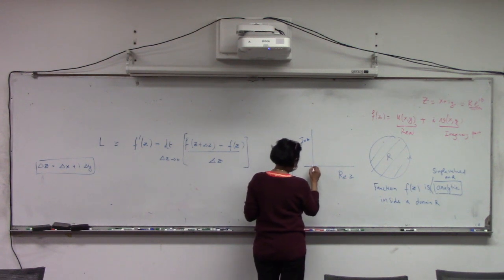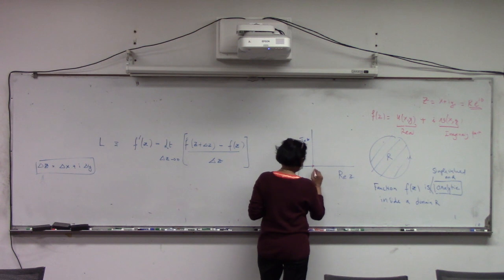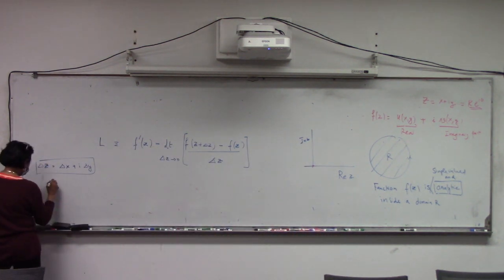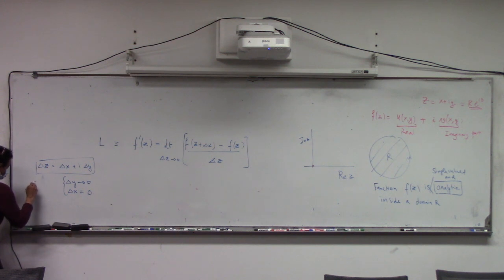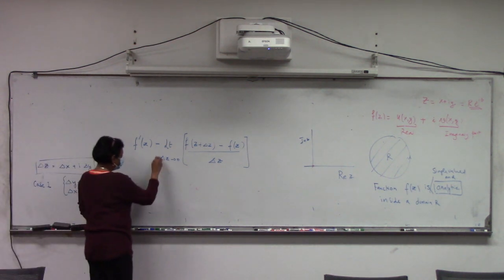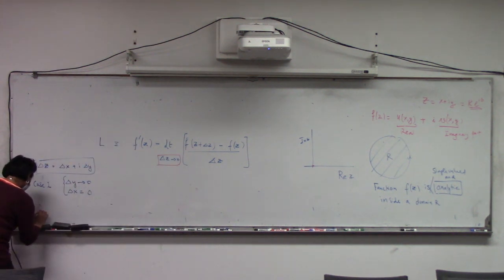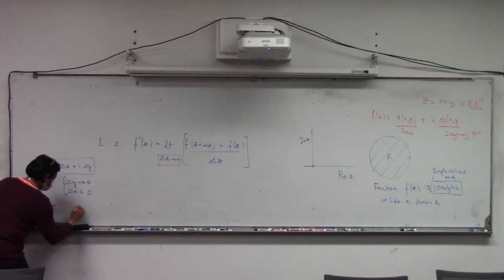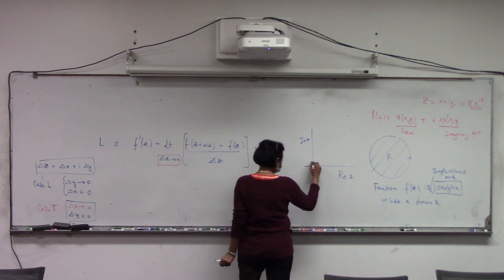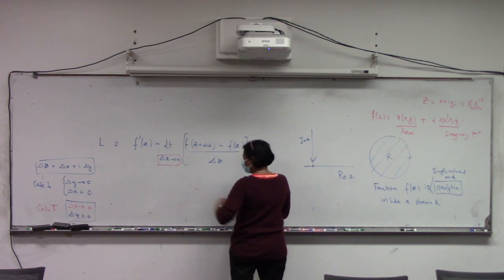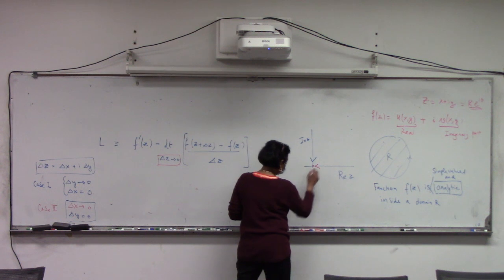So I can approach delta z tending to 0 in two ways. I can set delta y tending to 0 and set delta x identically equal to 0, or delta x tending to 0 and delta y identically equal to 0. In the first case, delta y tends to 0, so I'm approaching along the imaginary axis. In the second case, the other one is 0, so I'm approaching along the real axis.